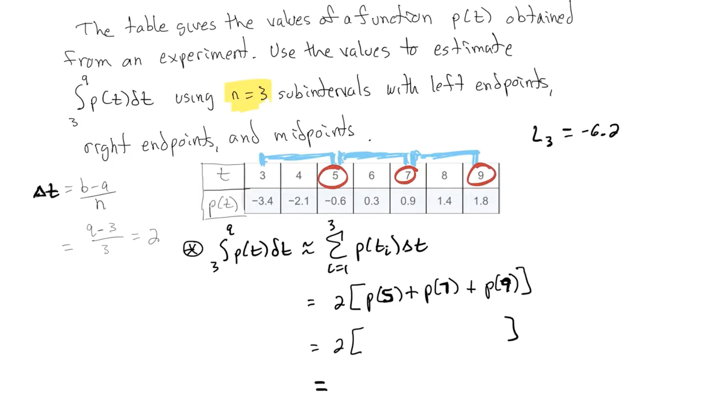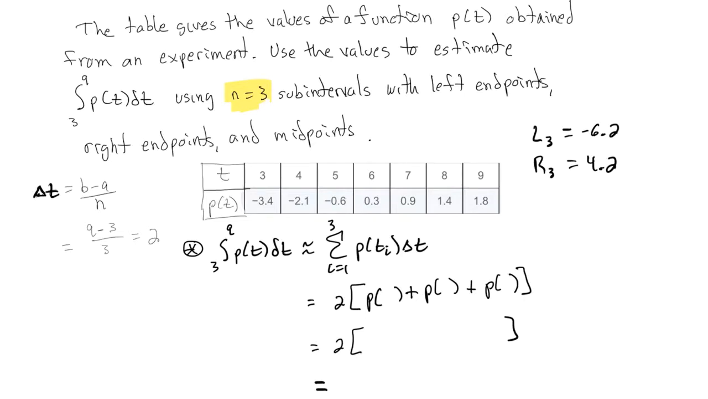So looking at that table, p of 5 is negative 0.6, p of 7 is 0.9, and then p of 9 is 1.8. Plug in all that, and my calculator gives me 4.2. So I'm going to come over here and say r sub 3 is 4.2. Alright, so again, I came back and erased what I didn't need. I'm going to do the midpoints last.